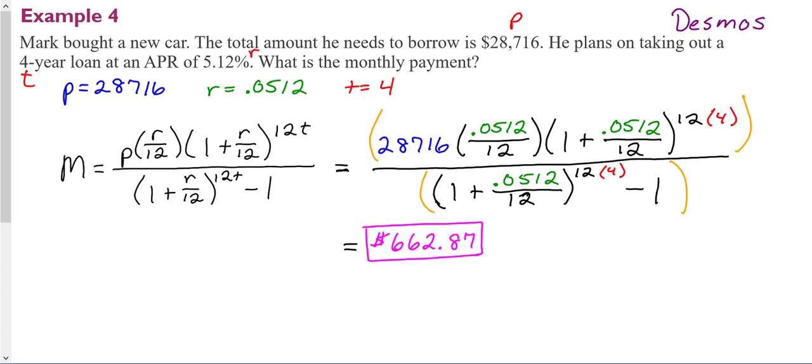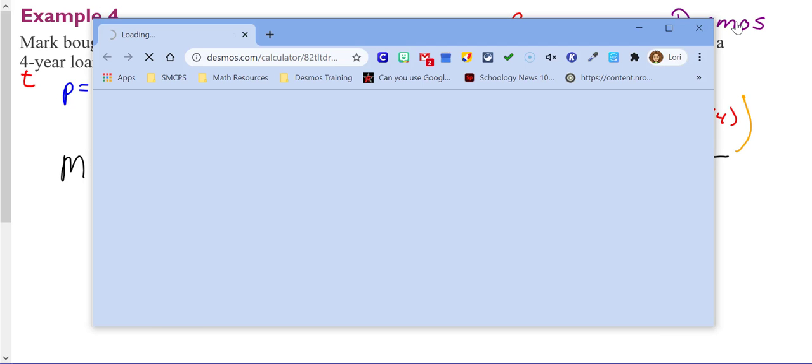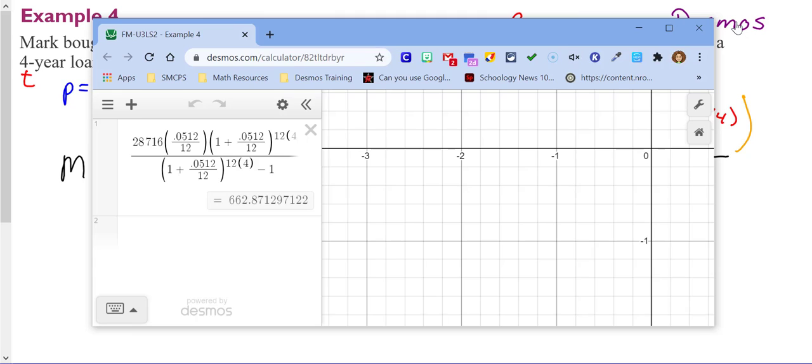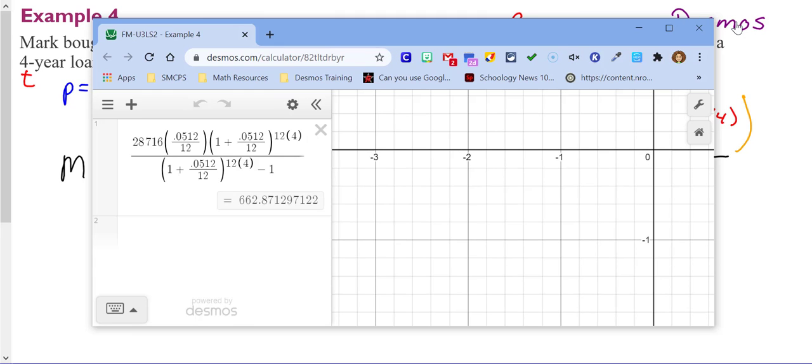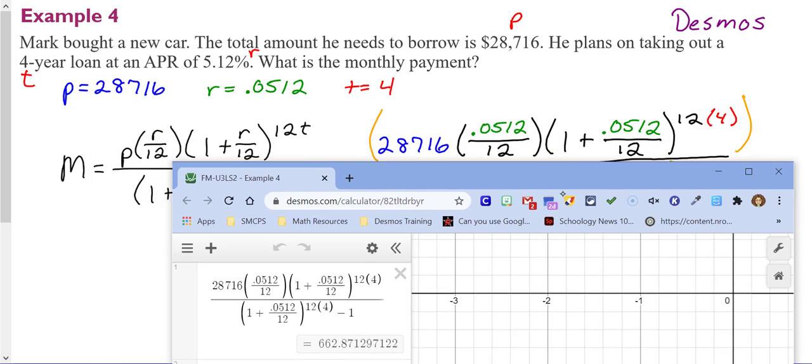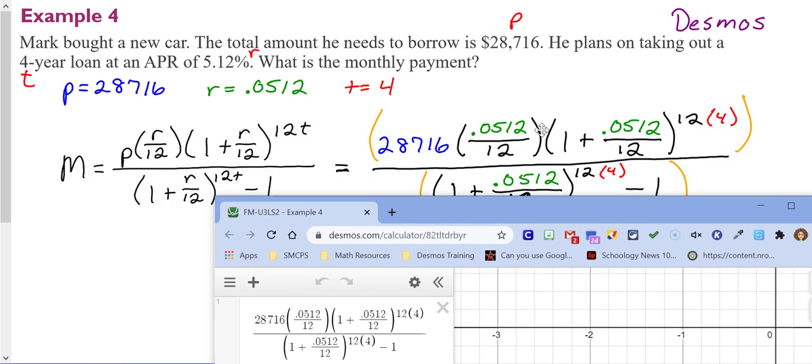Another way that I strongly encourage is using Desmos. And as you see here on this Desmos that I already have set up, by using Desmos, I can very easily see that my formula is put in exactly like it is written up here. Everything matches. My exponents are in the right place. My 1 is not in the exponent.